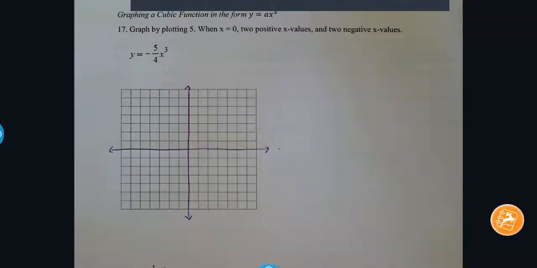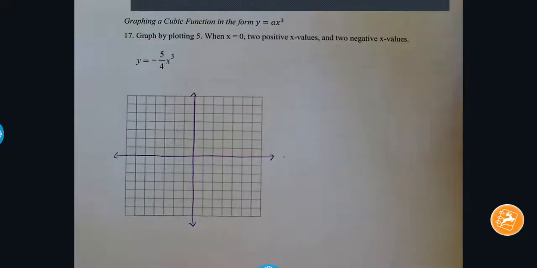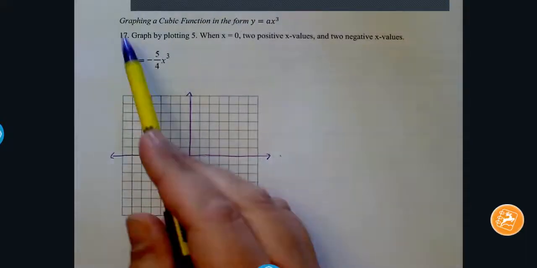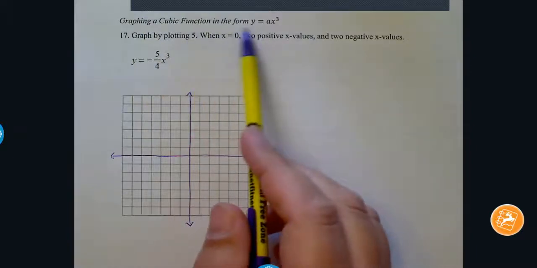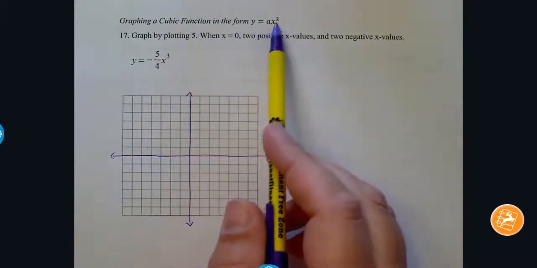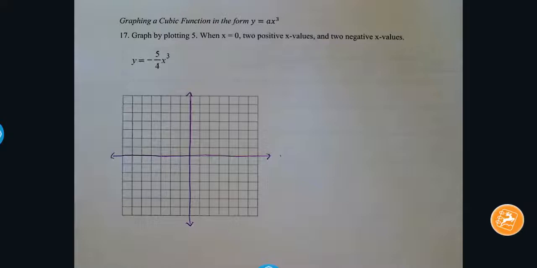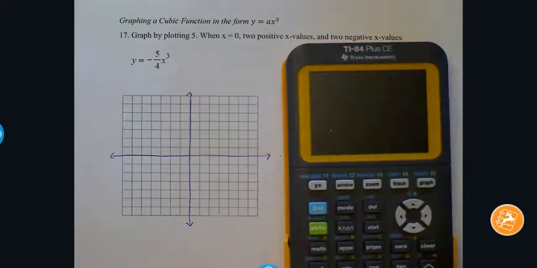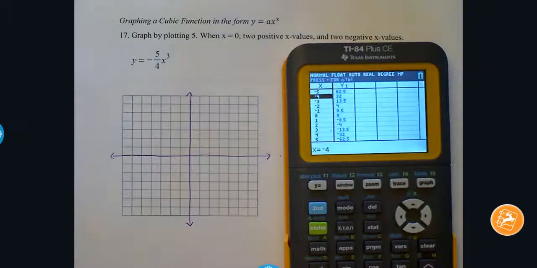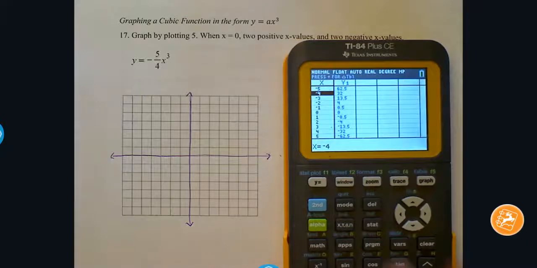All right, this is part 3 of module 7. We are going to be starting with the topic graphing a cubic function in the form y equals ax to the third. The easiest way to do this is to get a graphing calculator. The graphing calculator apps on your phone work great for this.